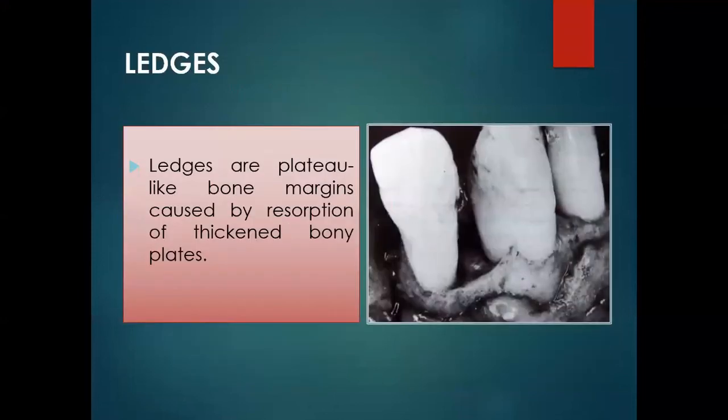Next, we see one of the important bone loss patterns, which is called ledges. In this, we can see a ledge. Ledges are this type of sharp peak in the bone. We can see a resorption and a sudden plateau-like bony margin. This plateau-like bone margin accumulates plaque and calculus, thus causing bone resorption in the neighboring regions.